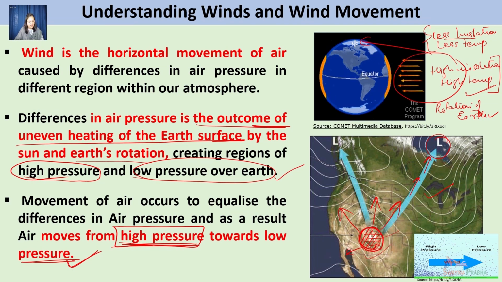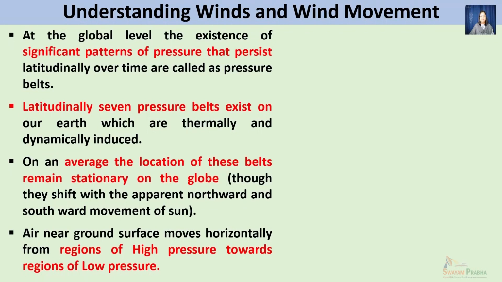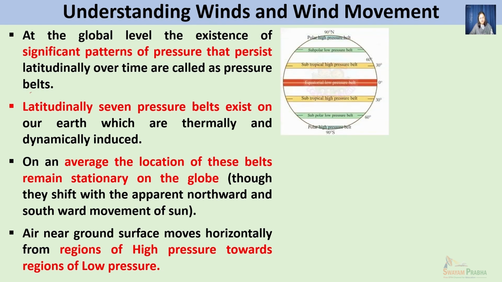So high pressure centers are the regions where winds diverge, and the low pressure centers are the regions where winds converge. At global level, the existence of significant patterns of pressure that persist latitudinally over time are called pressure belts. So in the last lecture, we have thoroughly discussed what the pressure belts are and how they evolve. There can be thermal reasons and there can be dynamic reasons which lead to the evolution of specific pressure belts. So latitudinally, 7 pressure belts exist on our Earth, some of which are thermally induced, and a few are dynamically induced.